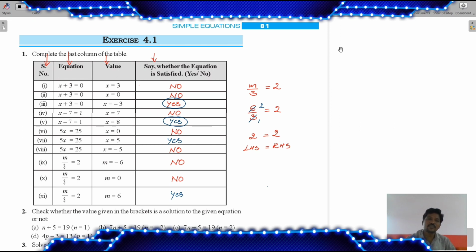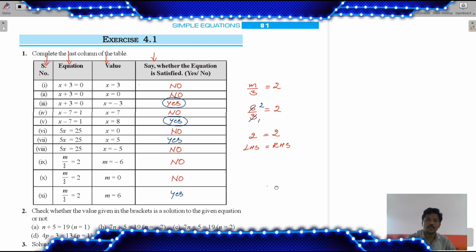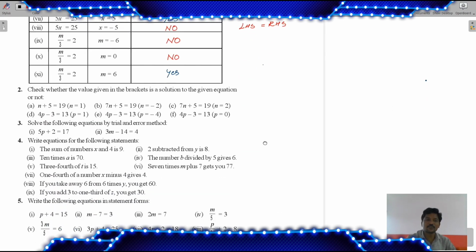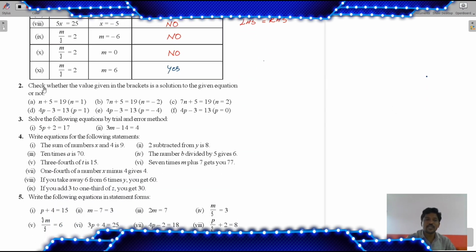In the last class we discussed class 7th chapter 4 simple equations, exercise 4.1, the first problem. So in this video we will check the second question. See, check whether the value given in the brackets is a solution to the given equation or not.